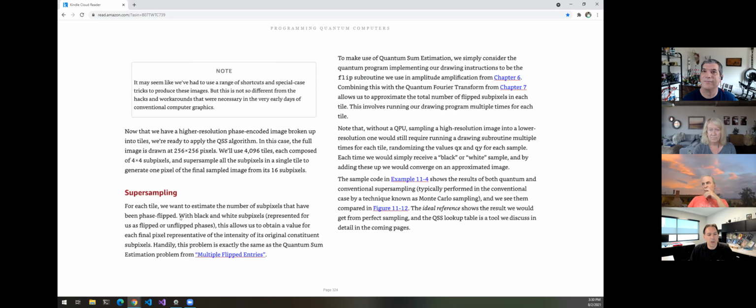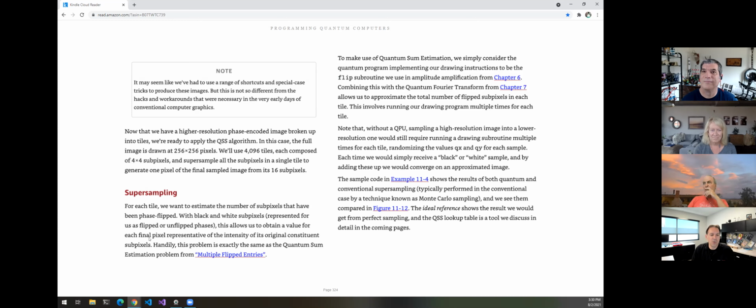And so this is kind of fun because we're going to rely on some things that we've learned previously in the book. We have black and white subpixels, whether they're flipped or unflipped. If they're flipped, that's going to be a white pixel. If they're not flipped, that's going to be a black. I think I have that in the correct order.